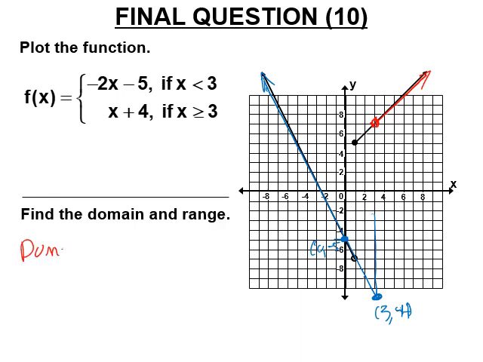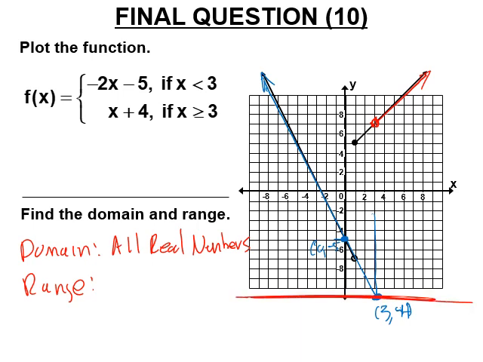Domain and range. Domain, all real numbers. X could be anything here. And then the range, what could y be? Oh, they're both pointing up again, so it's the same idea. And so y is greater than or equal to, closed circle down here, open circle down here, less than 3. This is an open circle. So y is greater than -11.